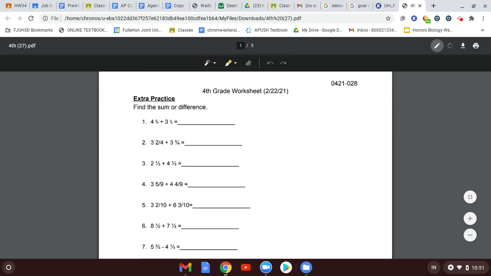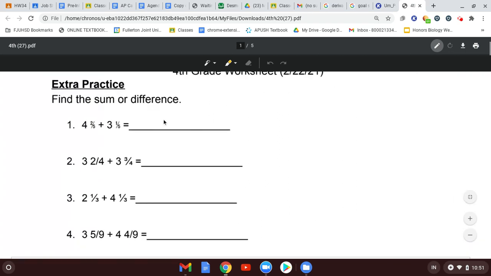So we're going to find the sums and differences. So you would first, okay, so you first add the whole numbers together, since the fractions are the same, right?